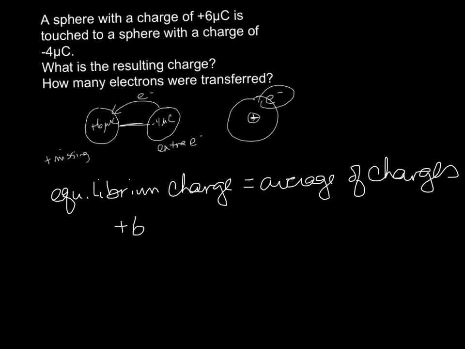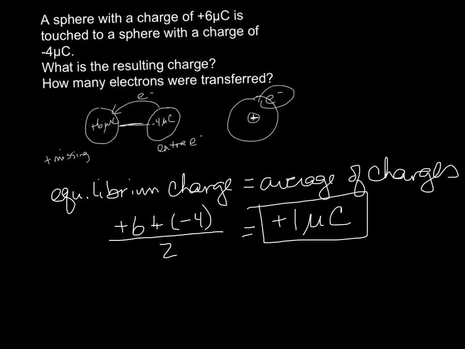So we have a positive 6. Remember, when we find an average, we add them up and divide by how many we have. Positive 6 and a negative 4 divided by 2. So that's going to come out to a positive 1 microcoulombs. So that's what charge they are both going to have.